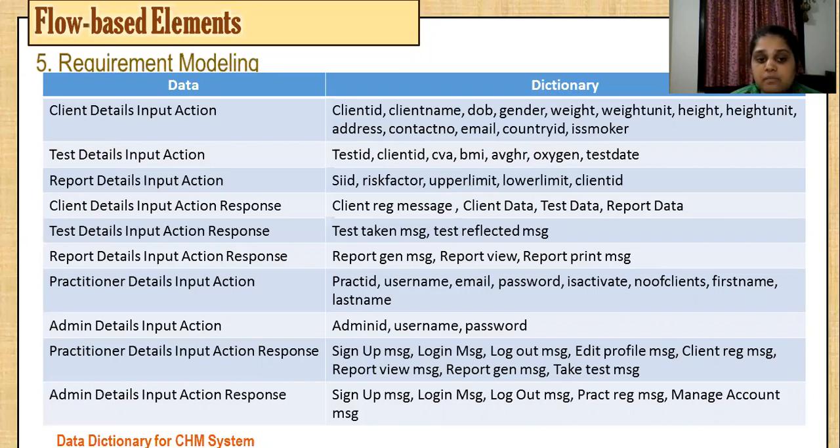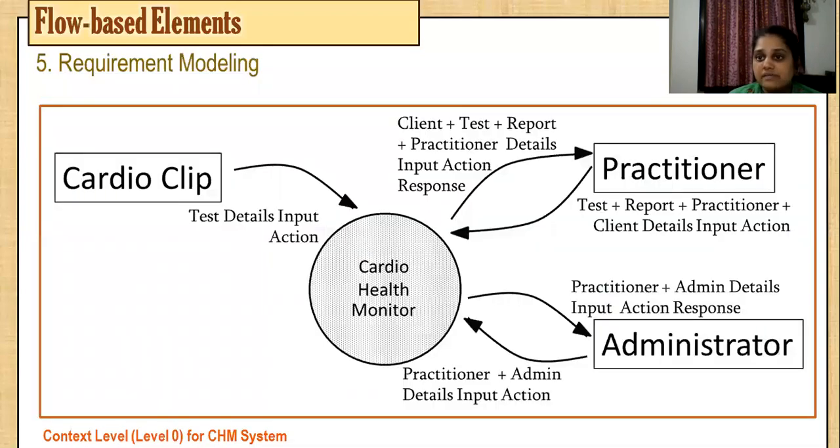And response will be for practitioner, the response can be signing up, login, log out, edit profile, client register message, view report, message report generation, taking a test message. And for admin, the response can be in form of sign up message, login message, log out message, practitioner registration, manage account message. Okay, so these things can be in your data dictionary of a cardio health monitor system. So we have seen in details what is level 0.